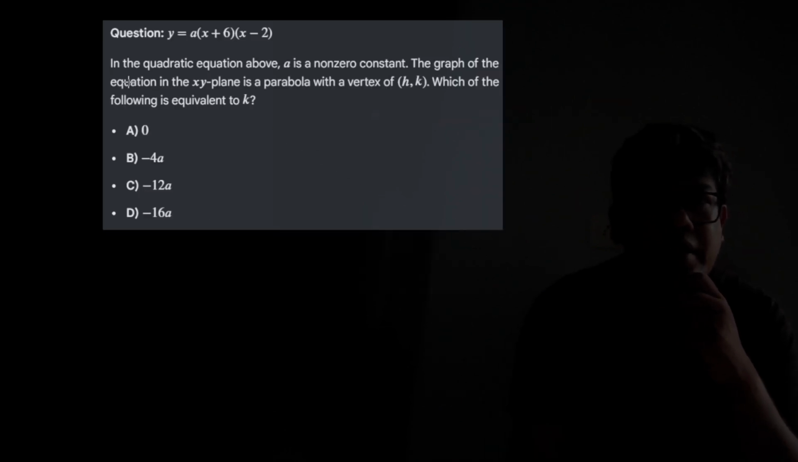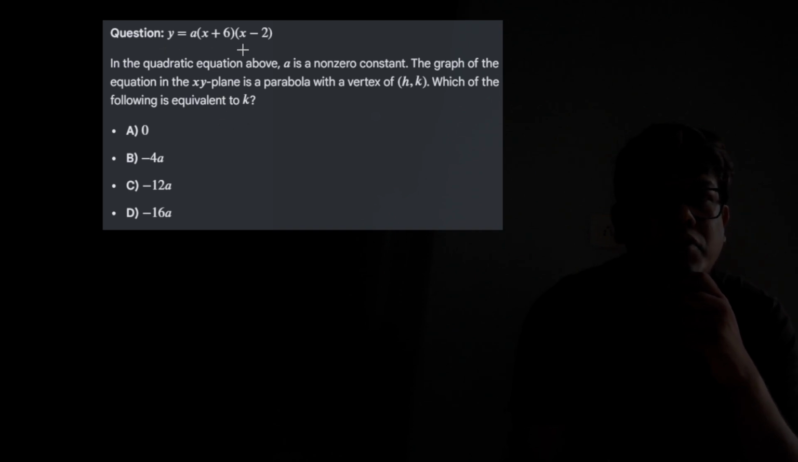Here an equation has been given. In the quadratic equation above, a is a non-zero constant. The graph of the equation in the xy plane is a parabola with vertex h, k. Which of the following is equivalent to k?